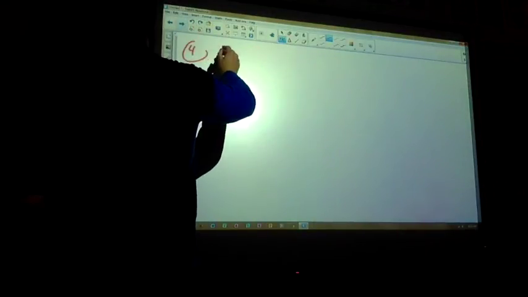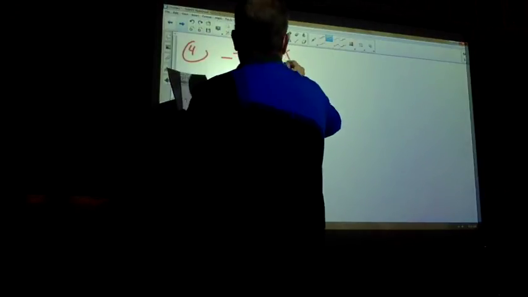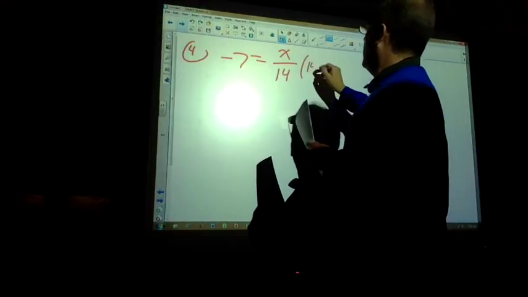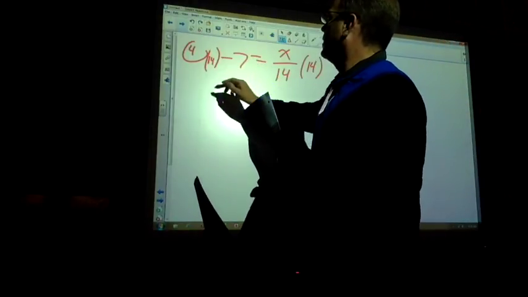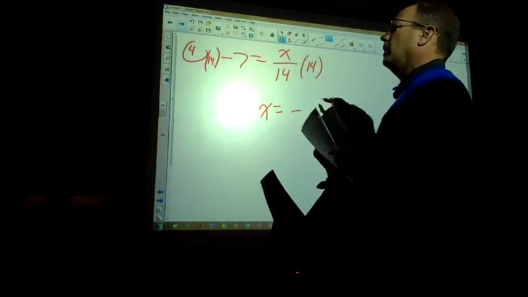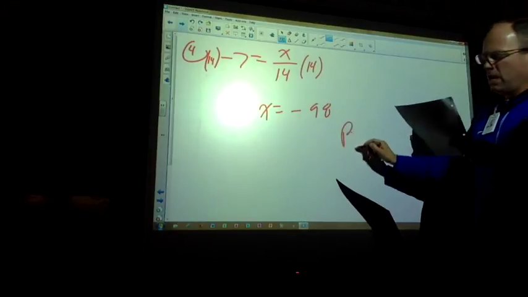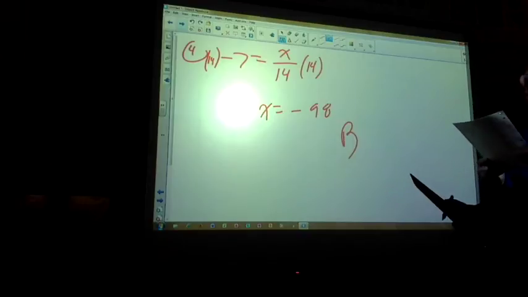Number 4, we have -7 is equal to x over 14. What am I going to do? Multiply by 14. Yeah, multiply each side times 14. X equals -98. Is that right? Which is B. Did I do that right? Sweet.